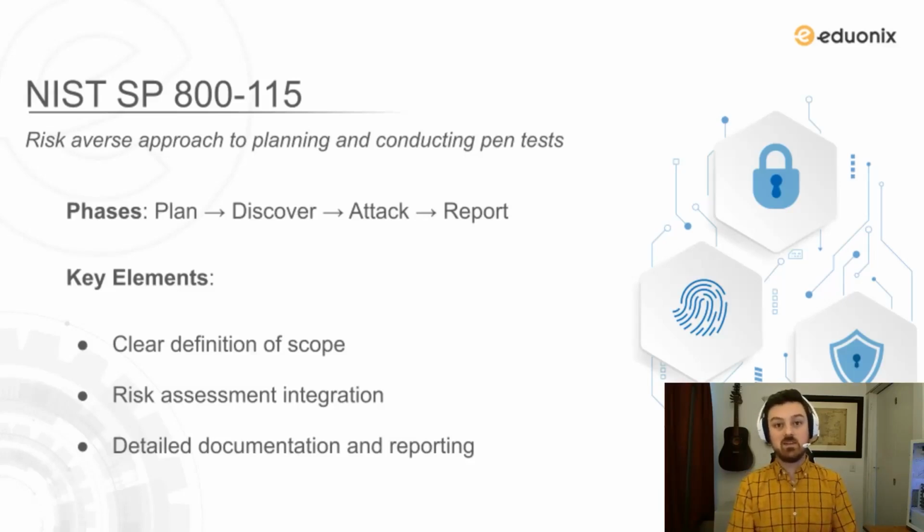Then it gets into discovery, where we're identifying targets and vulnerabilities. So obviously this is part of the vulnerability assessment piece. And then we're going to attack. So the vulnerabilities that you identified, you're going to exploit, and you're assessing the real world impact. And then, of course, reporting, where your findings are documented and recommended for remediations.